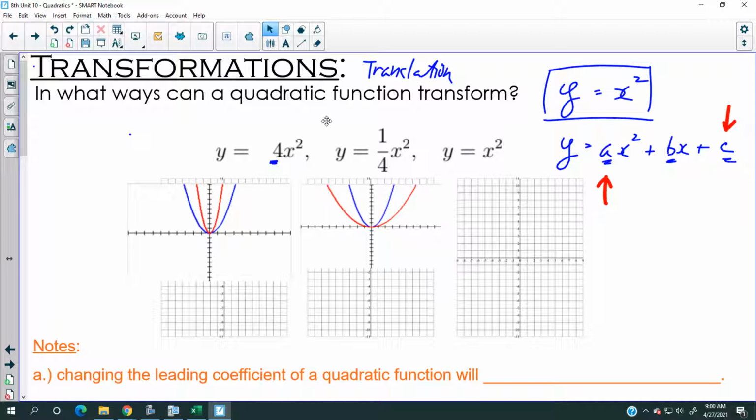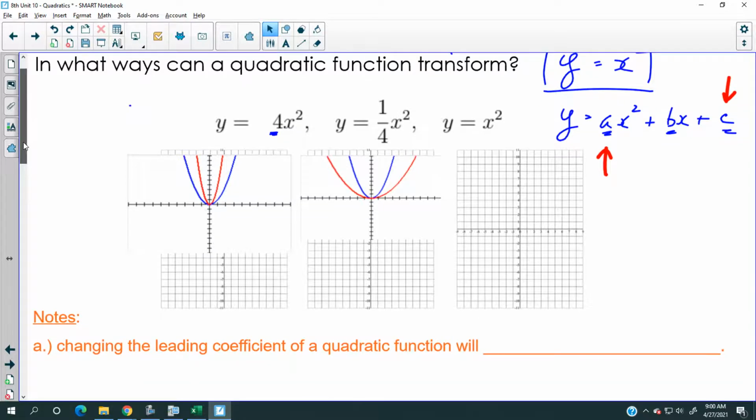Now, the question is something like this. And these are the notes that you should probably take. Changing the leading coefficient: the leading coefficient of a quadratic function will do what? All right, so this is how it goes.